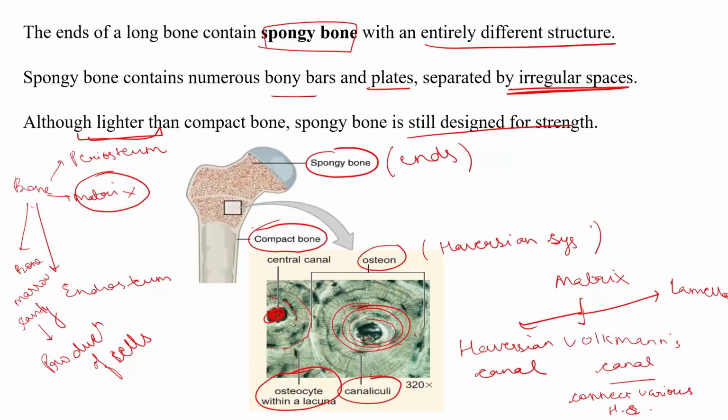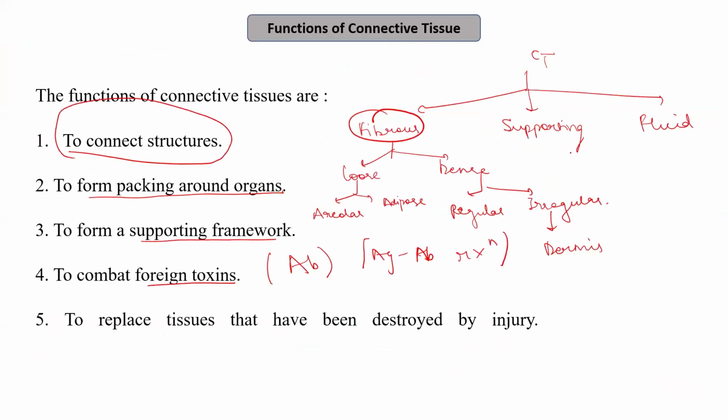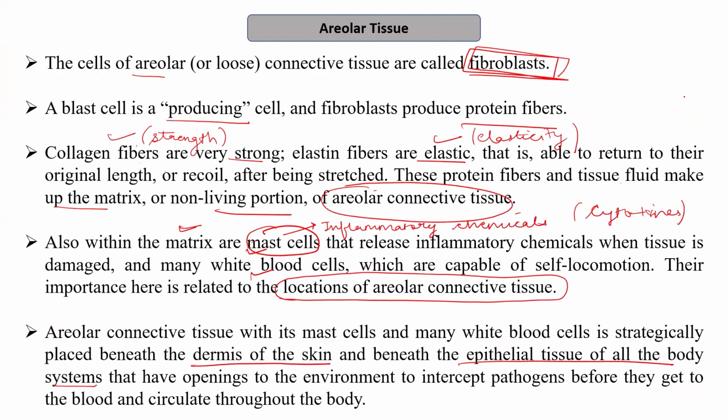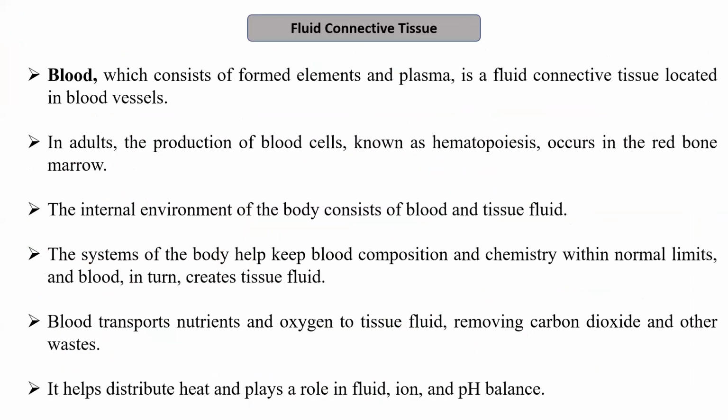So this was about the supporting connective tissue that consists of bones and cartilage. So till now we have studied the fibrous connective tissue. Then we studied the supporting connective tissue that consists of bones and cartilage. Next, we will see the fluid connective tissue. As the name suggests, it is fluidic in nature, because it consists of a fluid matrix. Blood, which consists of formed elements and plasma, is a fluid connective tissue located in the blood vessels.